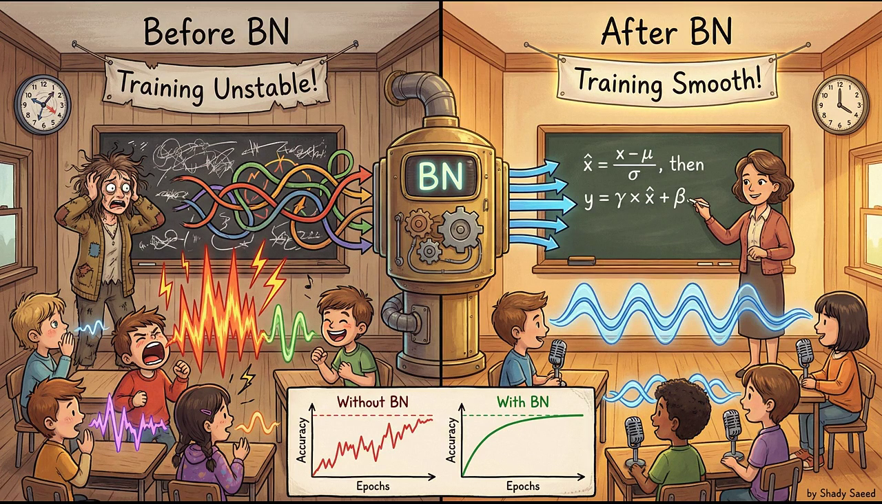Imagine a classroom where one student whispers and another screams. The teacher can't process both. Batch normalization gives every student the same microphone volume. Technically, it normalizes each layer's inputs to have zero mean and unit variance, then lets the network learn the optimal scale and shift. Adding BN to every layer in YOLO v2 boosted mAP by 2% and made training faster and more stable.